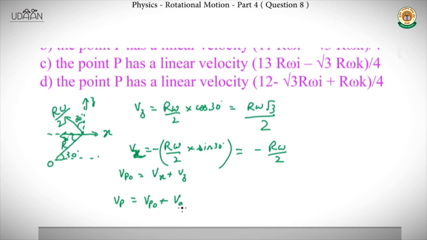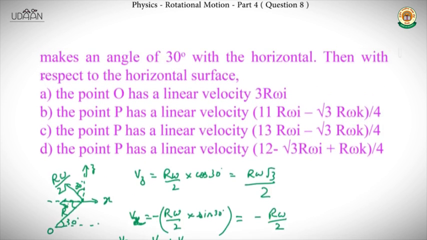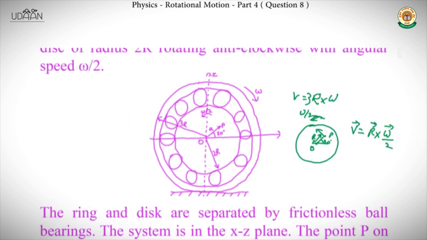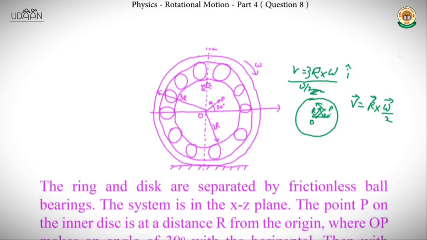Obviously we need to find the velocity with respect to the ground, since the options say the point P has a linear velocity. Obviously it's with respect to the ground, right? Now as we had seen over here the velocity of point O to be 3r omega, we did not mention the direction. Here we can easily see that point O will be moving in the right direction, which is the positive x direction. So this will be 3r omega i cap, right?